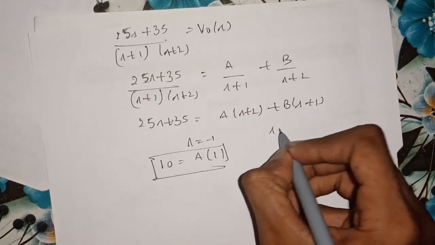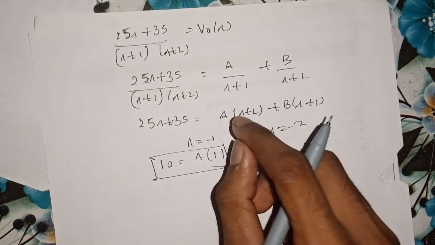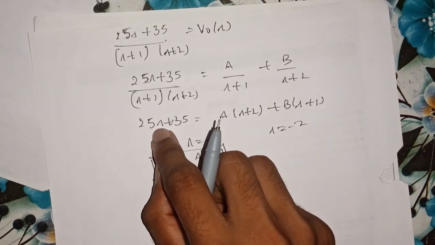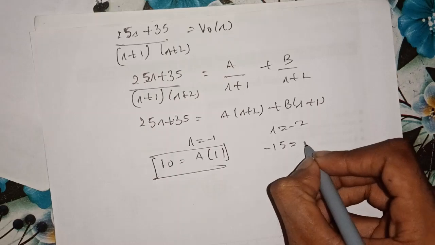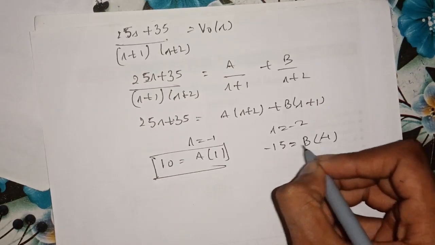For my B value, I put S equal to minus 2. I terminate this term. It should be minus 50 plus 35, ending up with minus 15, which is equal to B into minus 1. The minus cancels.